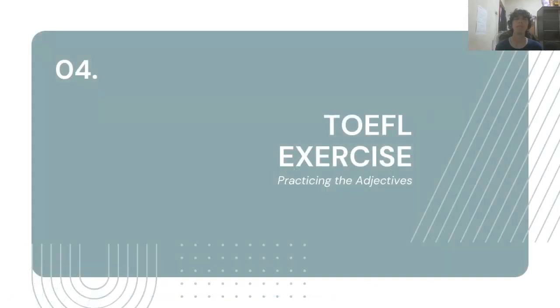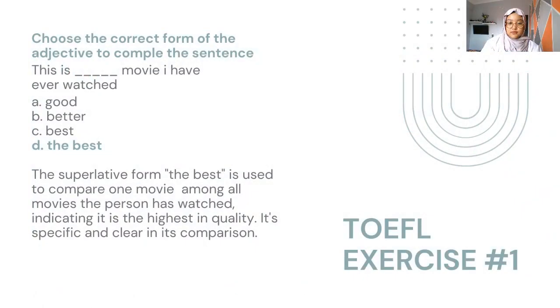Now finally, we're in the TOEFL exercise stage. TOEFL exercise. Choose the correct form of the adjective to complete the sentence. This is blank movie I have ever watched. The answer is D. The superlative form, the best, is used to compare one movie among all movies the person has watched, indicating it is the highest in quality. It's specific and clear in its comparison.